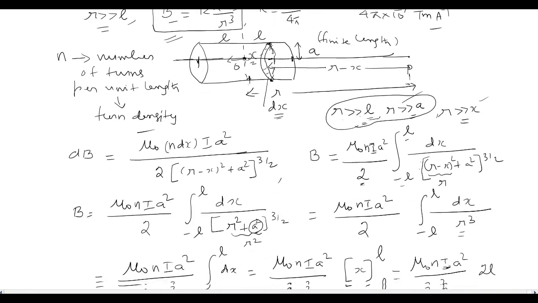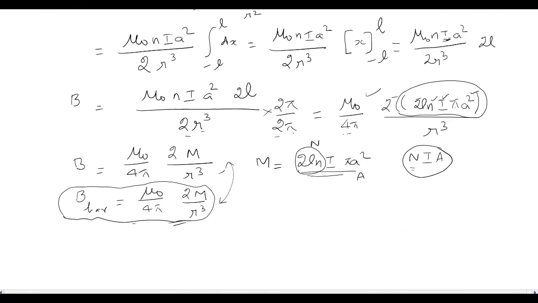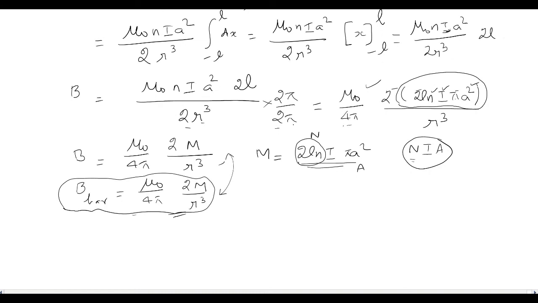Have you understood this? See, it's a beautiful derivation. The integration has been simplified greatly by the assumptions. So we have the conclusion that a bar magnet and solenoid behave in a similar way. Is it clear?